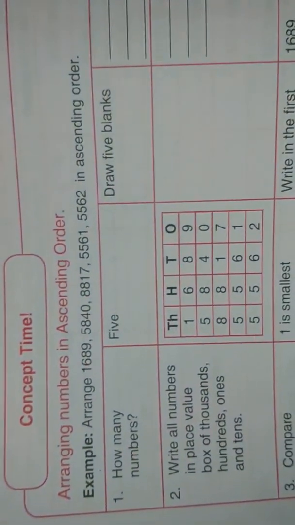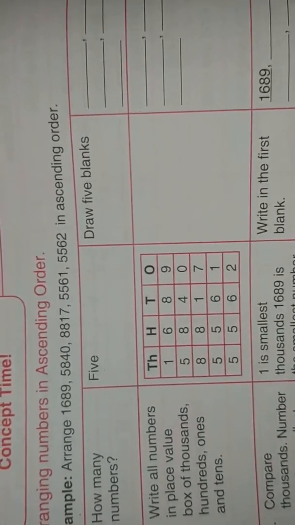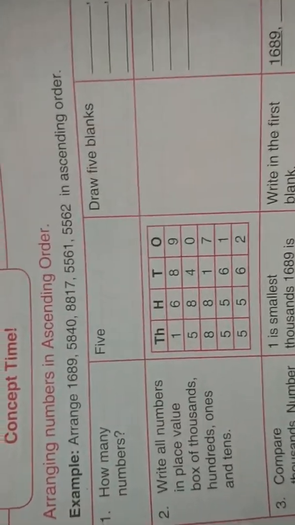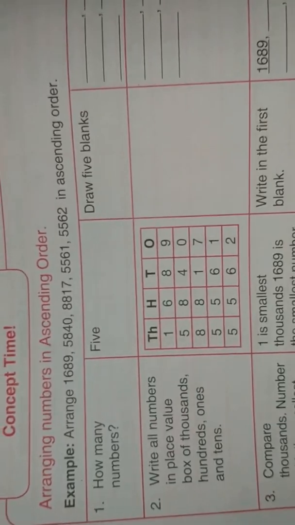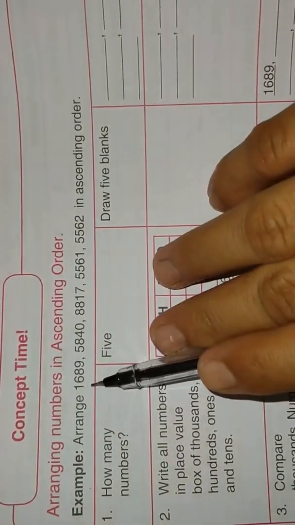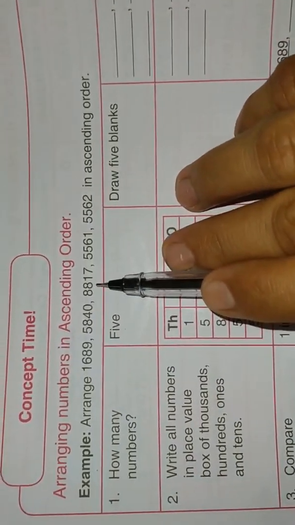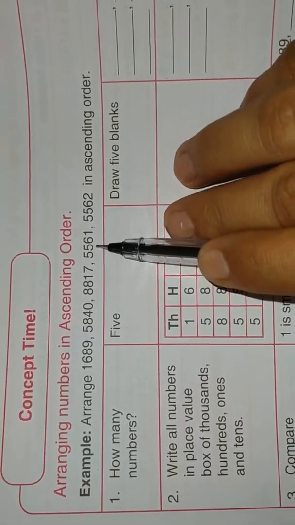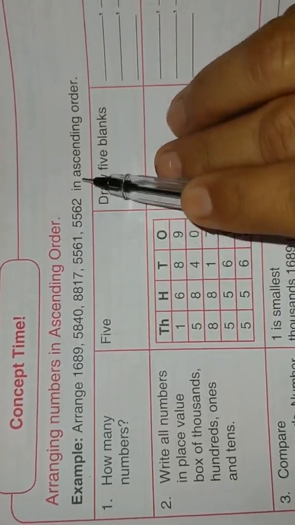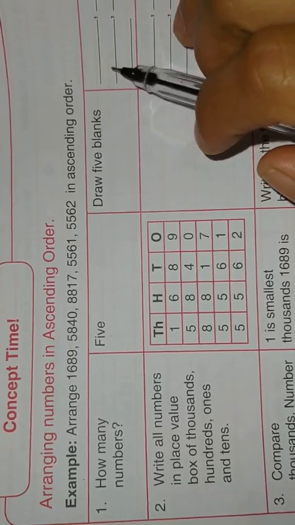In that worksheet, ascending order is there. Arrange in the ascending order. Now you all know the meaning of ascending order. We have to arrange the numbers from smallest to largest. So here is a question: 1689, 5840, 8817, 5561, 5562 is there. We have to arrange it in ascending order. Okay, so we'll check that.